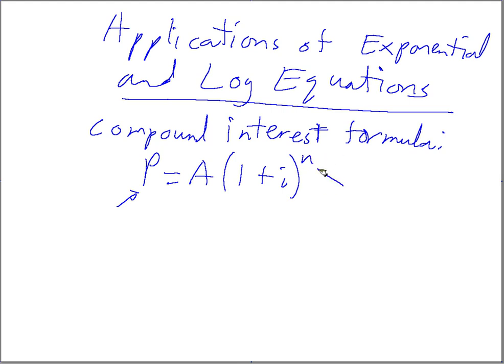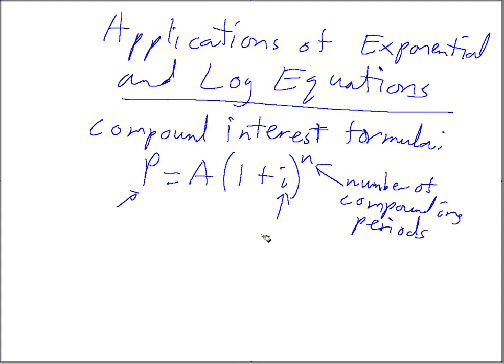So first of all, let's talk about n. N is the number of compounding periods. In other words, how often the bank credits interest to our accounts. Most banks credit interest to our accounts on a quarterly basis, so we'll do an example on that in a moment. But this is the number of compounding periods.